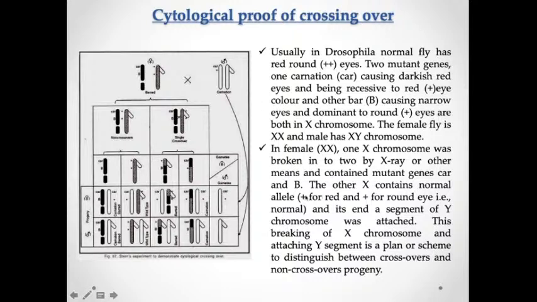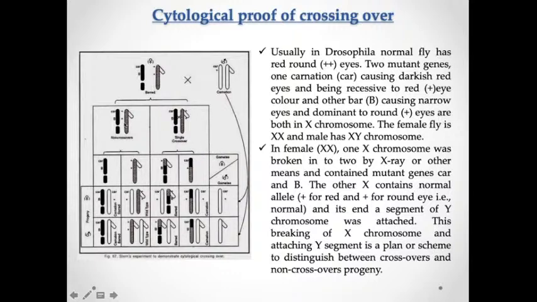And the other X contains the normal allele, for red and for round eye. That is normal. And its end segment of the Y chromosome was attached. So this Y segment has been attached to it. This breaking of the X chromosome and attaching of the Y segment is a scheme to distinguish between crossover and non-crossover progeny. So when we cross the female, this will tell us how the CAR gene and B gene cross over. So we will discuss this.